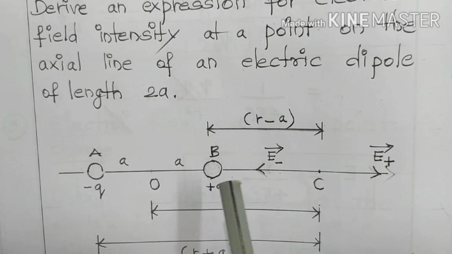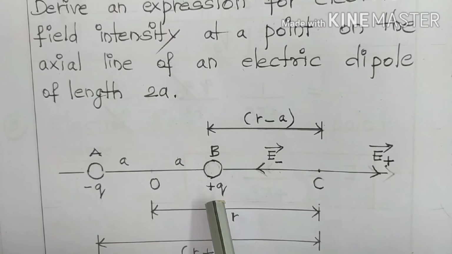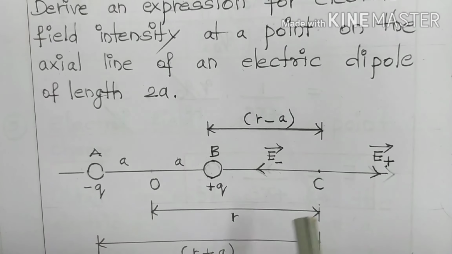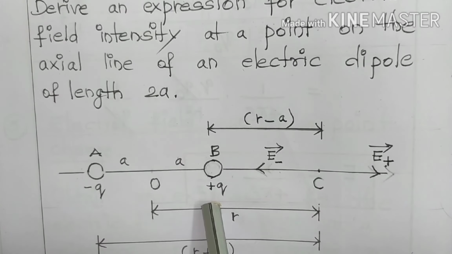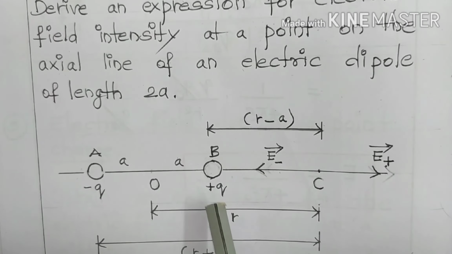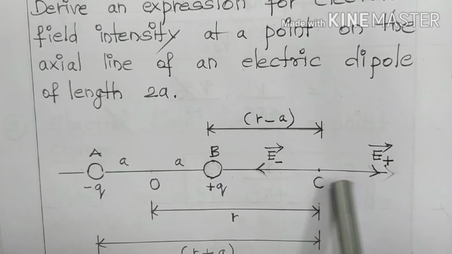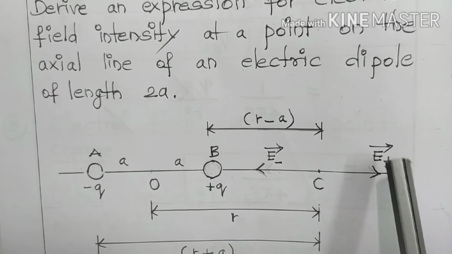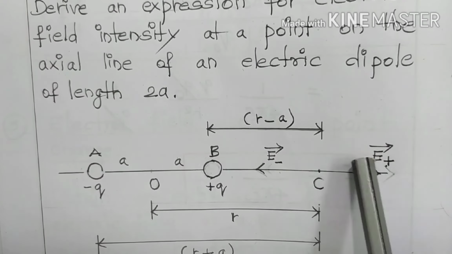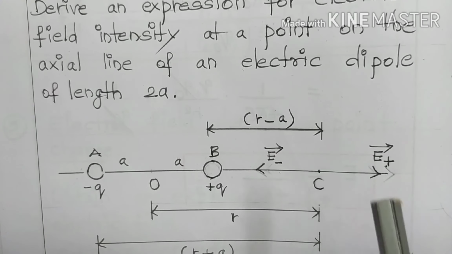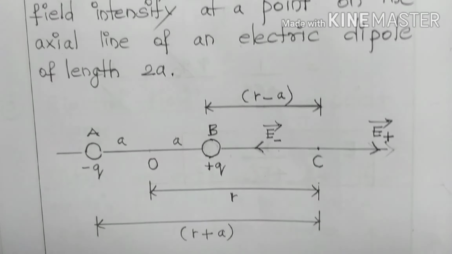Then what about the force exerted by plus q on this plus q? This is also a positive charge. So automatically it repels. That's why the arrowhead is pointing towards this direction. This is electric field E plus vector. Hope you have understood the diagram very well. Now let us move on to the derivation.